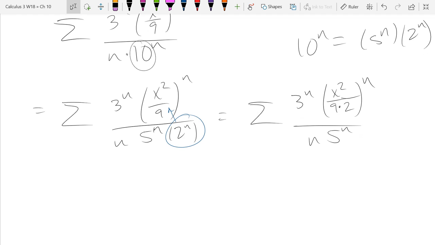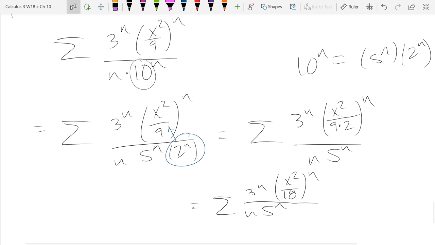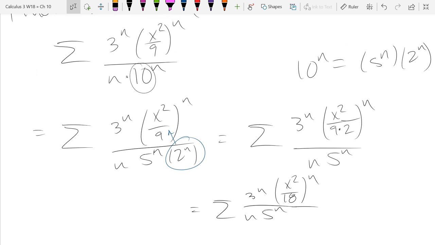All right, we're almost there. Just 9 times 2 is 18. All right, any algebra questions before we jump up and use that theorem? So all I did was manipulate this series into a form that was pretty much identical to the original series. The only difference is the power part, meaning what's inside the nth power, that I'm going to modify.